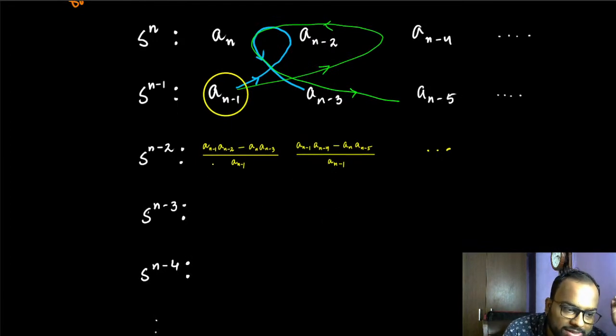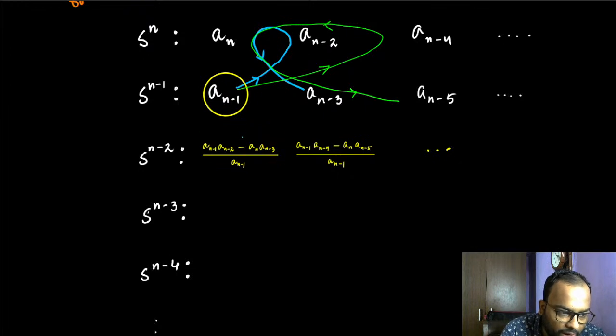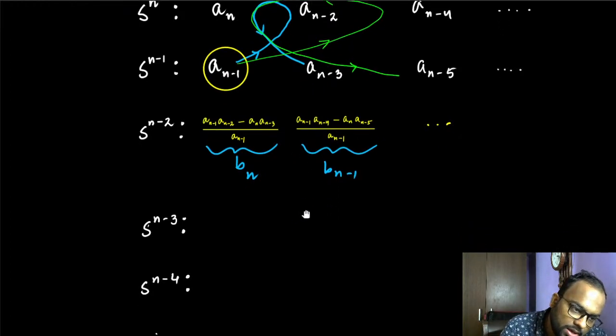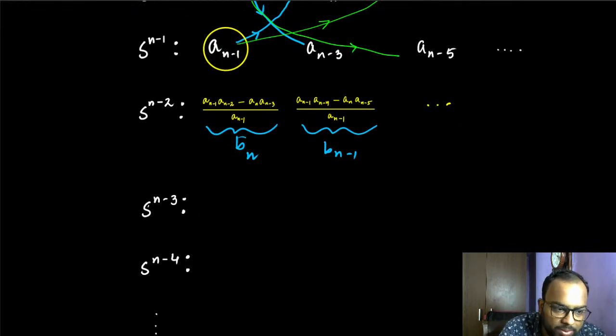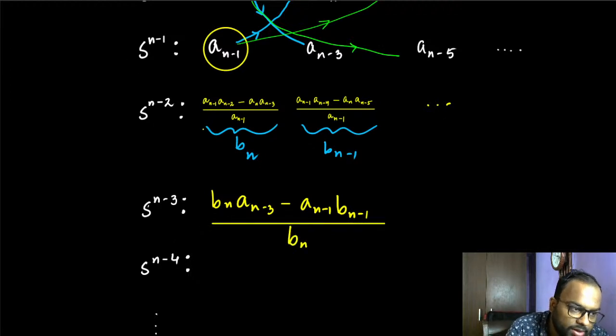Now let's call this entire thing something like Bn. And let's call this Bn minus 1. Then for the next term, this would be considered to be the pivot. Obviously, the next term correspondingly would be Bn times An minus 3, minus An minus 1 times Bn minus 1, divided by Bn, because that is the pivot term here.